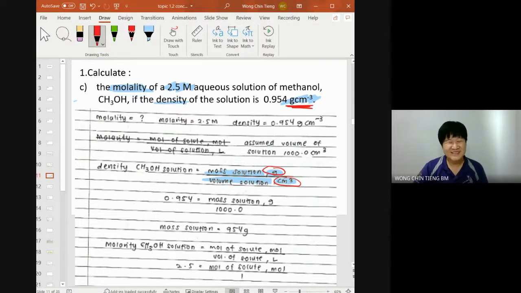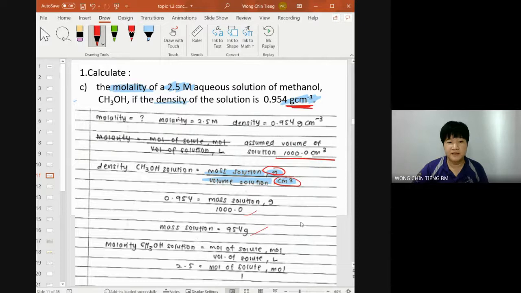Alright. I'm so sorry. Just now lecture is a mess. Assume volume of solution is 1000 centimeter cube and I choose this answer because most of the time volume of solution kawan kamu akan assume terus 1 liter. Tapi kawan kamu kat sini dia tulis 1000 centimeter cube. Boleh. Okay, happy. So dia masukkan 1000, you get the mass of solution in gram.